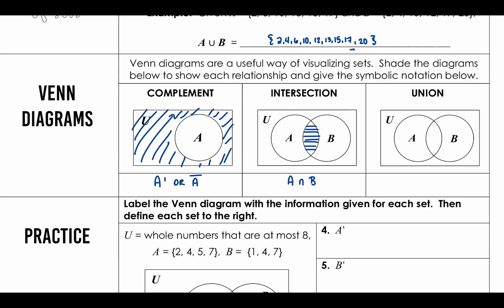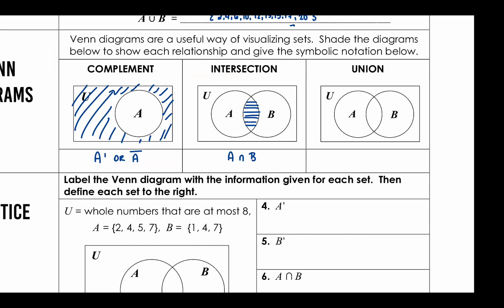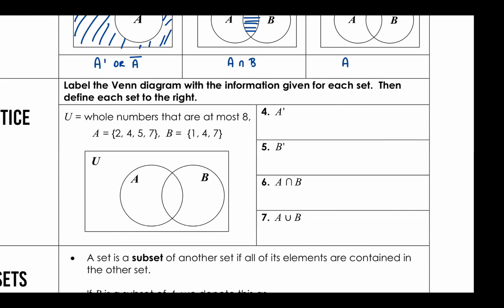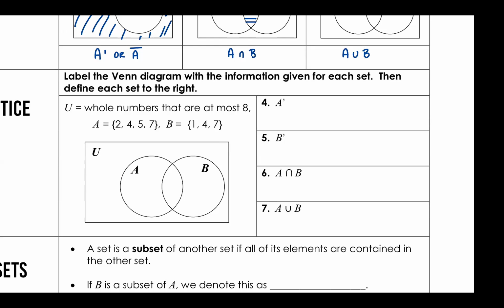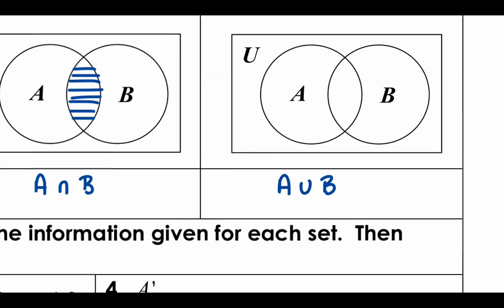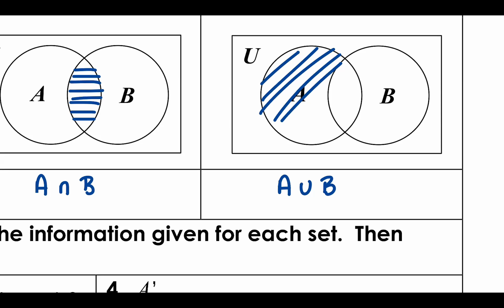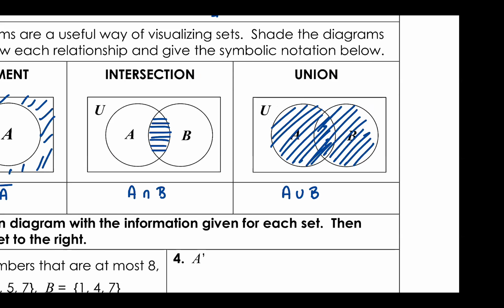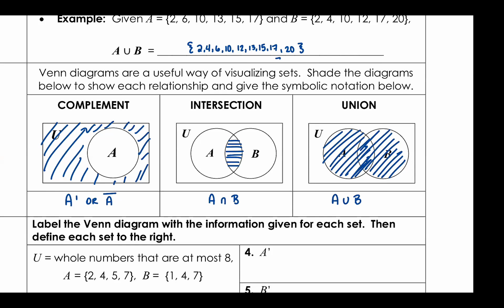And then finally, we have our union. So it's where A or B. So it can be in A, so we're going to highlight all of A. And then it can also be in B, so we're going to highlight all of B. So those are three different ways we can visually see what's going on in our Venn diagram.